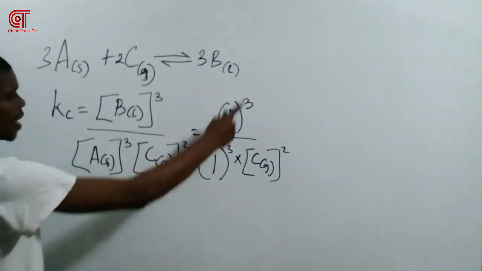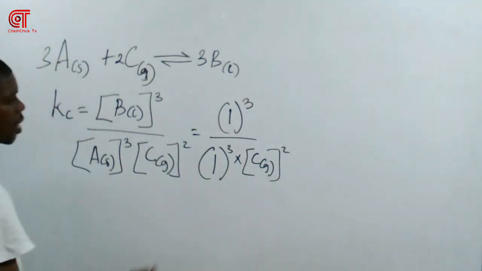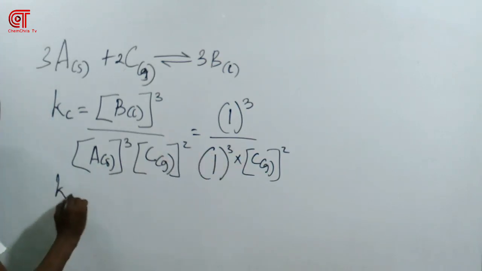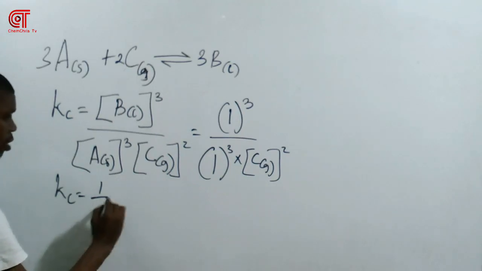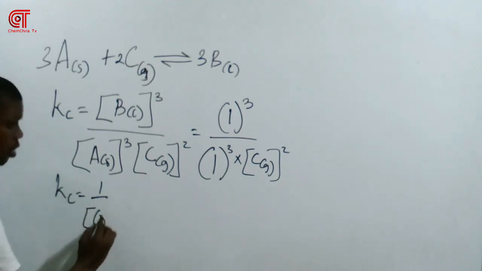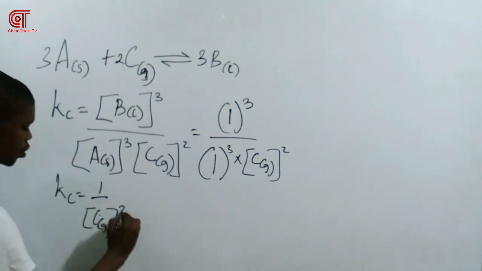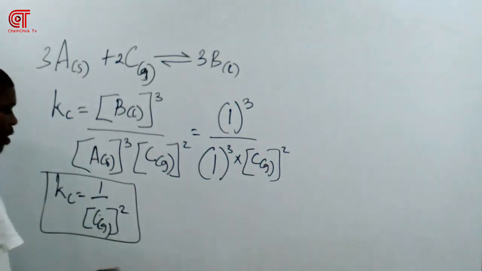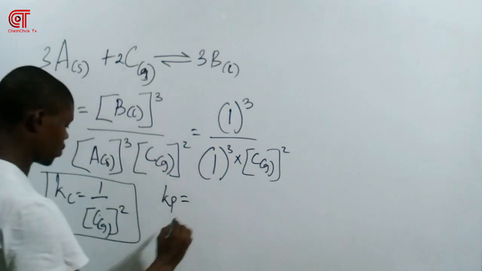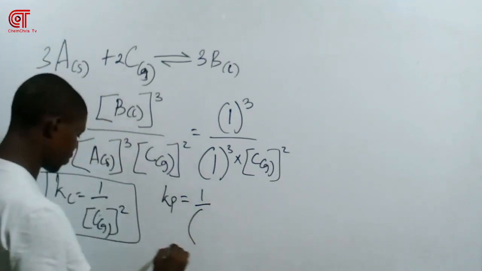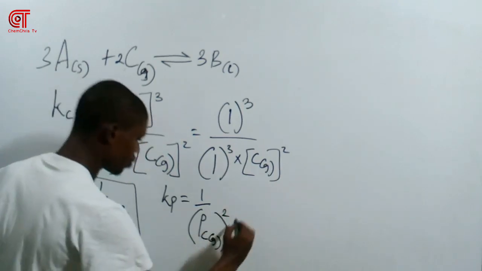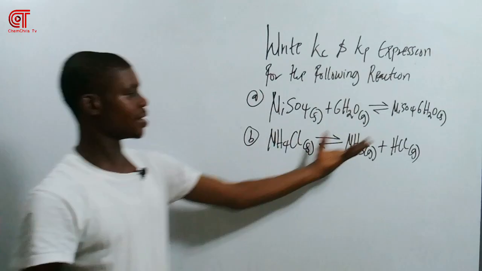Anything, 1 raised to power 3 is going to be 1. So Kc equals 1 over the concentration of C gas raised to power 2. So this is the Kc expression for this reaction. If you want to write the Kp expression, Kp is going to be 1 over the partial pressure of C raised to power 2. That is it. So now let's try these two.